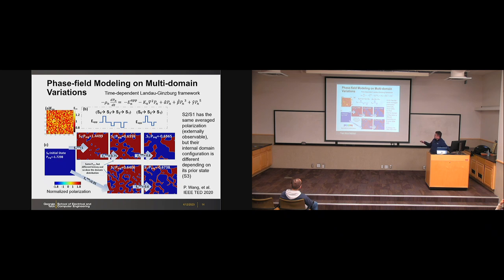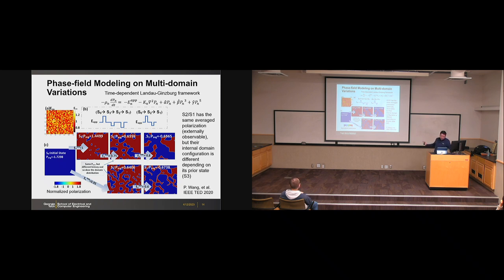Because there are variations from domain to domain, even for the same net polarization, for example here, those are the same state. As observed externally, you have the same net charge on the surface. However, look at the internal configuration. They are very different, depending on the prior state, whether you have gone through this one, or gone directly from this one to this one. So for the next switching cycle, the voltage we need to apply will be different.